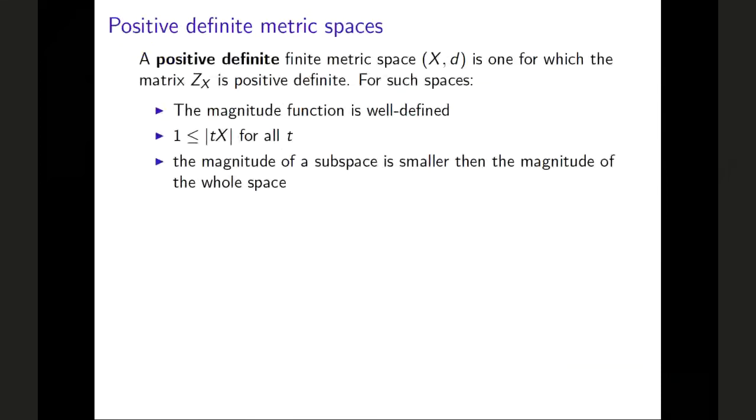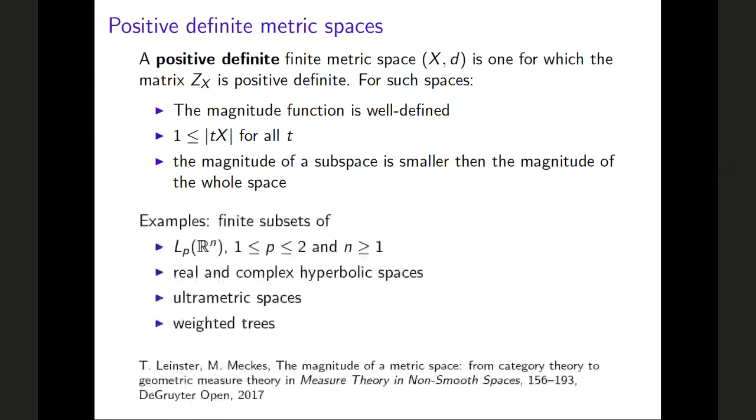But there is a very nice class of spaces for which the magnitude satisfies many properties that we would expect cardinality-like invariants to satisfy. And these are called positive definite metric spaces, and are those for which this matrix is positive definite. And for such spaces, one can show that the magnitude function is well defined, so it's defined at all points. It is non-negative, in particular it is greater or equal to 1, and also the magnitude of a subspace is smaller than the magnitude of the whole space.